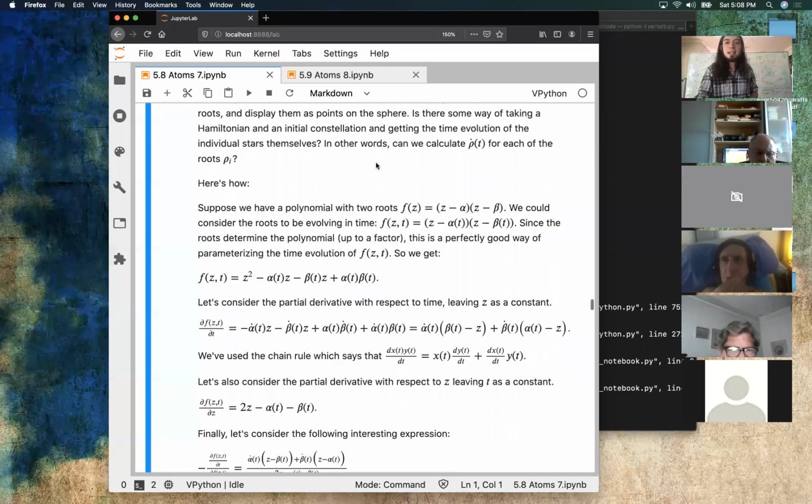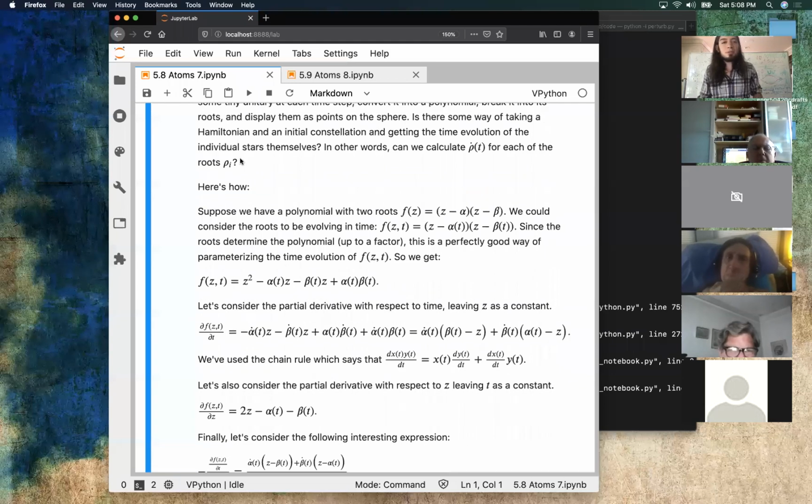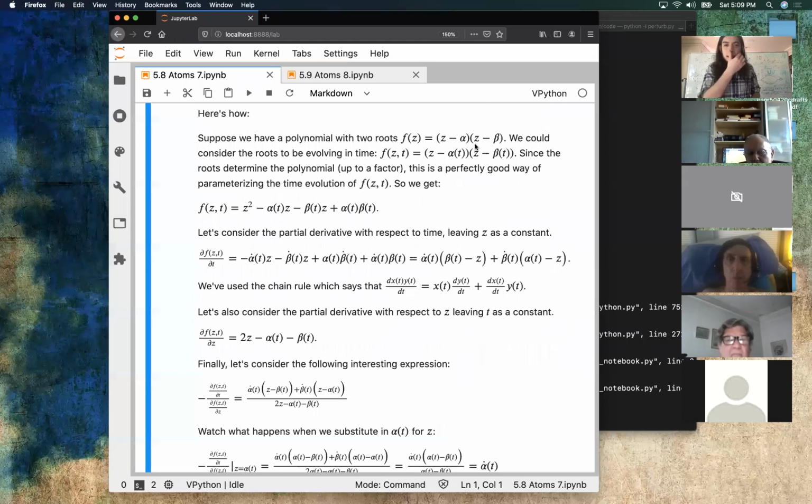So what this next section is about is, suppose we have some roots, rho i, and we want to calculate the time derivative of each of those roots. Here's an argument for how you can do this. For the sake of argument, let's choose a polynomial with two roots, alpha and beta, and we'll consider those roots to be functions of time. So now we have f(z,t) = (z - alpha(t))(z - beta(t)). Since the roots determine the polynomial up to a complex factor, that's a perfectly good way of parameterizing the time evolution of this polynomial.